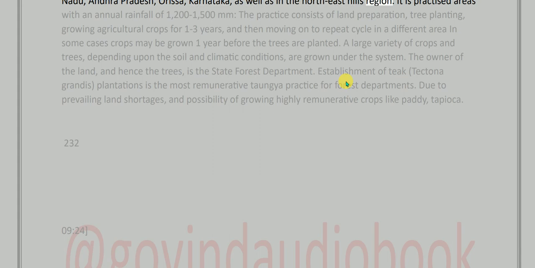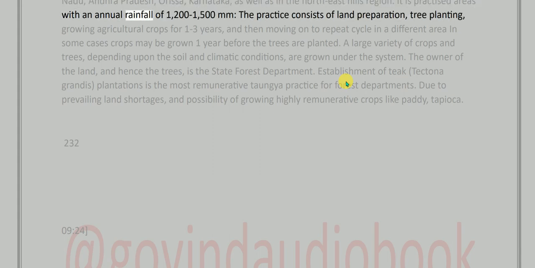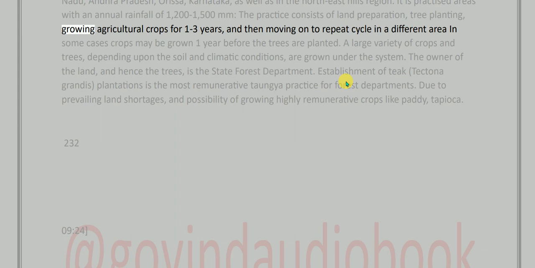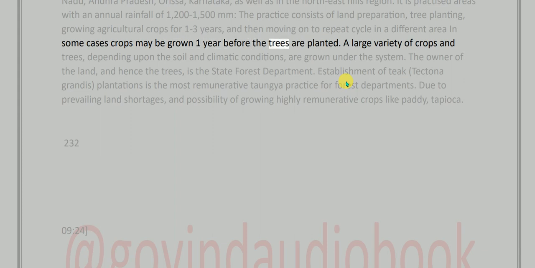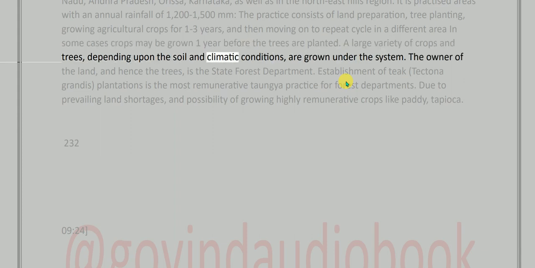It is practiced in areas with an annual rainfall of 1,200 to 1,500 mm. The practice consists of land preparation, tree planting, growing agricultural crops for 1 to 3 years, and then moving on to repeat the cycle in a different area. In some cases crops may be grown 1 year before the trees are planted. A large variety of crops and trees, depending upon the soil and climatic conditions, are grown under the system.